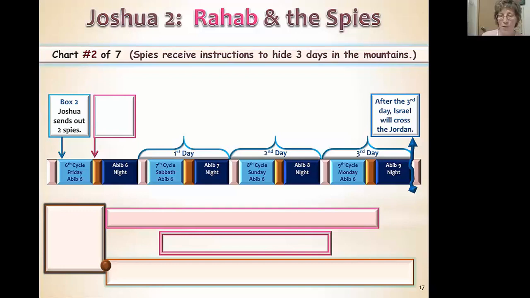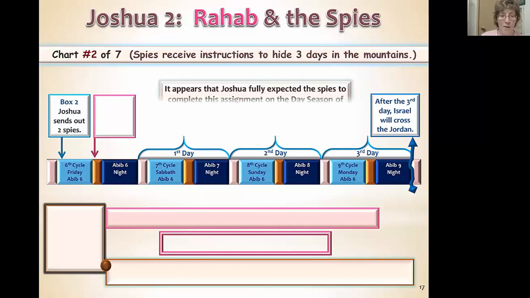In chapter 2 of Joshua, we're going to read about Rahab and the spies. And this is where the spies receive special instructions from Rahab to hide 3 days in the mountains. So we'll start with our chart here in box number 2. Joshua has sent out 2 spies, and I'm pretty sure they probably started out in the morning.